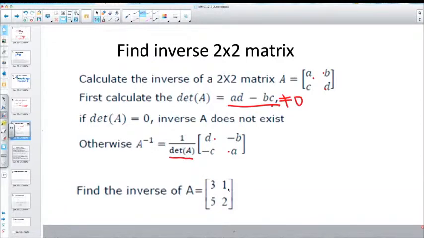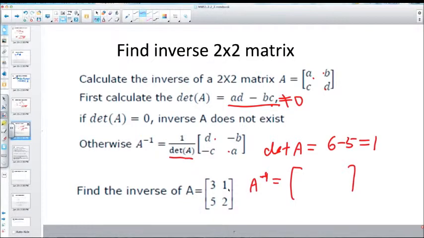Look at this example. The determinant of A equals 6 minus 5, equals 1. Then the A inverse: 1 over 1, that's 1. Switch this 2, that's a 2, 3. And put the negative here and the negative here. You got it. That's the inverse.